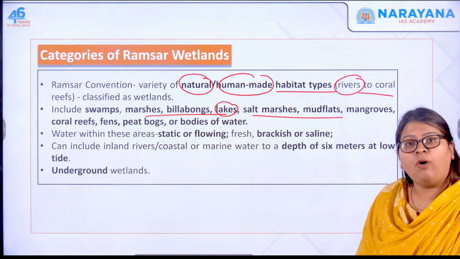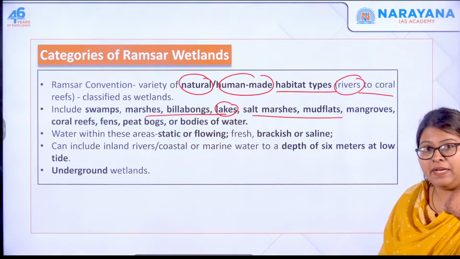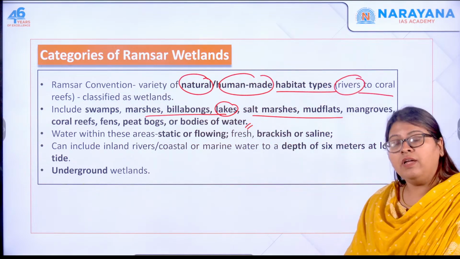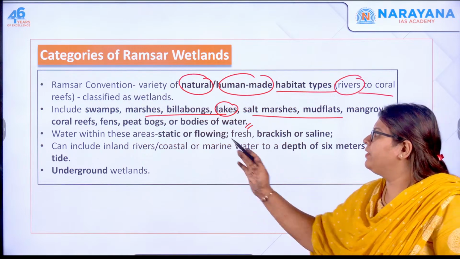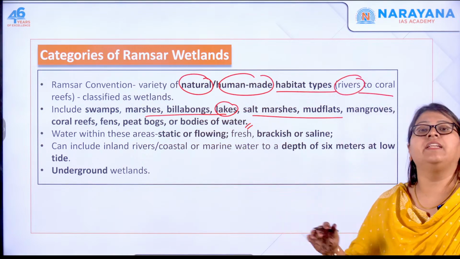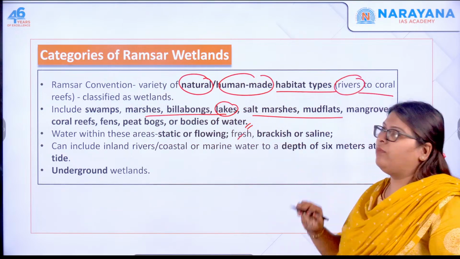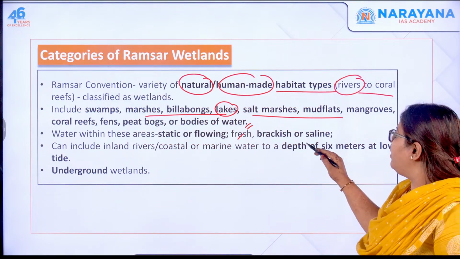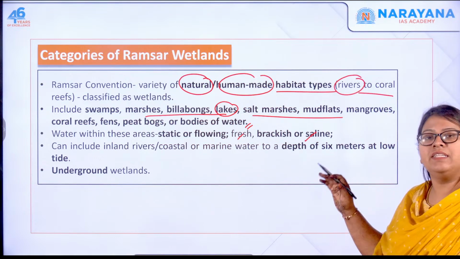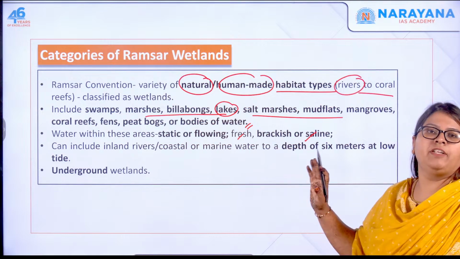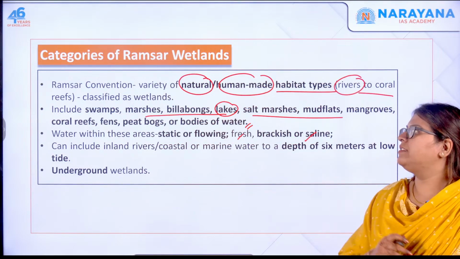We spoke about the bogs and the fens yesterday, right? The peatlands can also be included over here. And with respect to the water present in these areas, it can be classified whether the water is static or moving, whether it is fresh water or brackish, whether it is saline, whether it is permanent or temporary. Irrespective of all that, it can be categorized as wetlands.